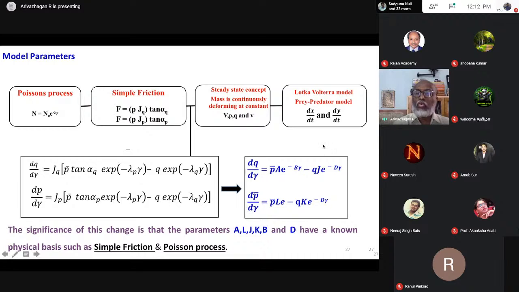Now you see these two equations, very simple equations. They have 6 parameters A, L, J, K, B, and D. These are not just letters or simple parameters. These 6 parameters have a very strong basic background, namely simple friction and the Poisson process. It is not a sheer number. It all has a very strong physical background. So now the problem is how to find out these values.